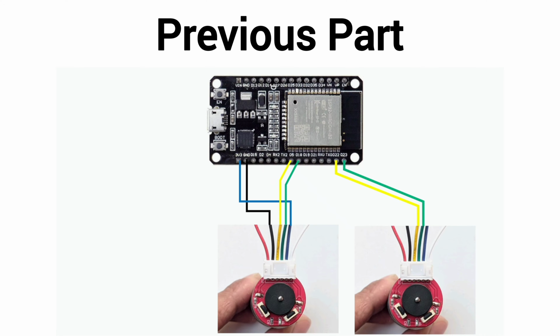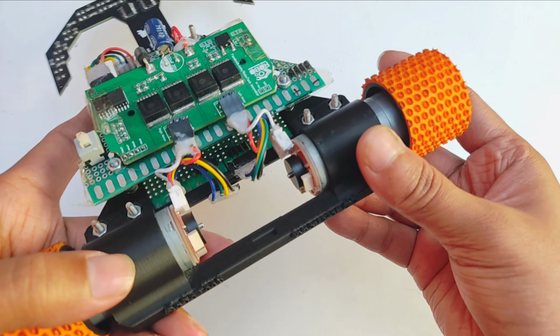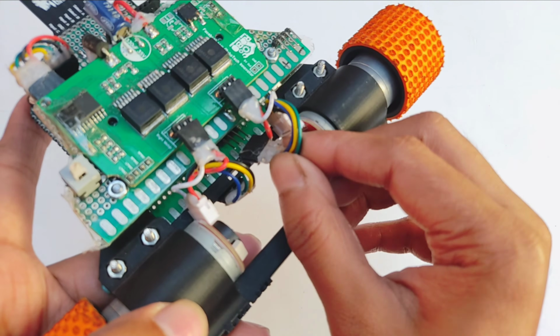This is the circuit diagram from the previous part, where I only demonstrated how to read encoder pulses from the motor. In this part, we need a motor driver to operate the motors, because now I will control the motor movement according to the encoder pulses, and this is the circuit diagram for today's video. I've set up the motor and motor driver on my robot like this.